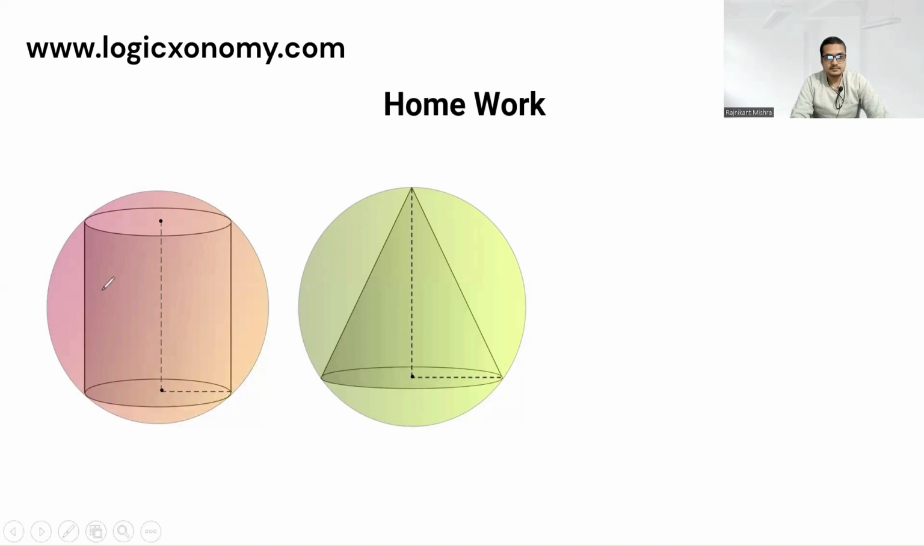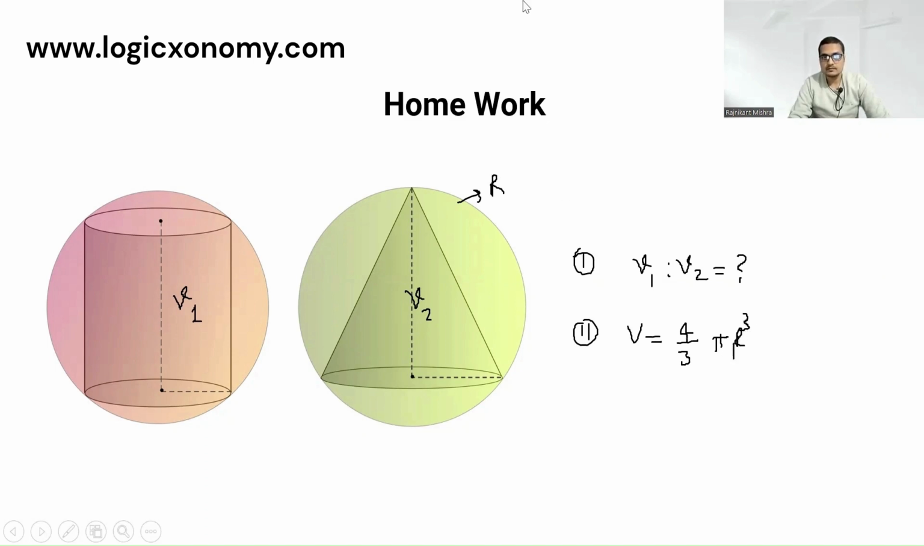Here is your homework. Here two spheres of the same radius are given. In the first case, a cylinder of maximum volume is inscribed in a sphere, and in the second case, a cone of maximum volume is inscribed in this sphere. If the volume of this cylinder is V1 and the volume of this cone is V2, then find out V1 ratio V2. This is question number 1. Second question, if the radius of this sphere is r, then prove the volume of this sphere is equal to 4/3 πr³. The solution of both the questions will be discussed in the next video.